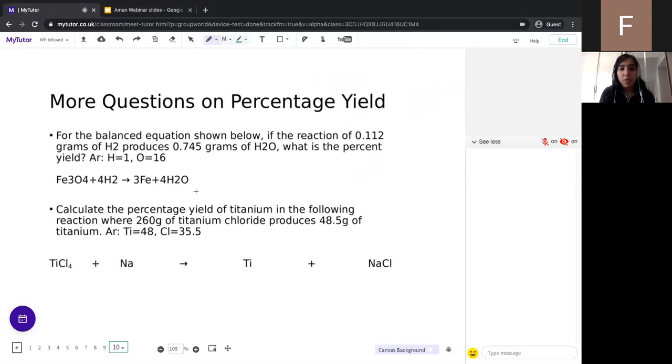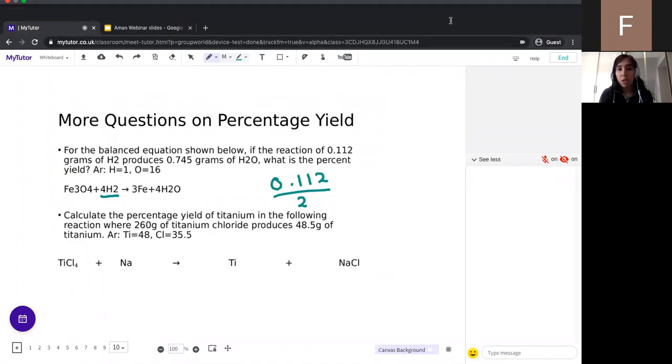All right, so for the balanced equation shown below, if the reaction of 0.112 grams of hydrogen produces 0.745 grams of water, what is the percentage yield? So 0.112 grams of hydrogen. First of all then, let's find out the number of moles of hydrogen. So the number of moles of hydrogen will be 0.112 divided by the AR of hydrogen. Remember that is 1 times 2, so it's 2. So what's 0.112 divided by 2?